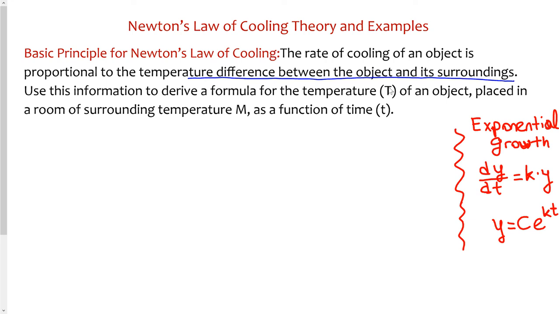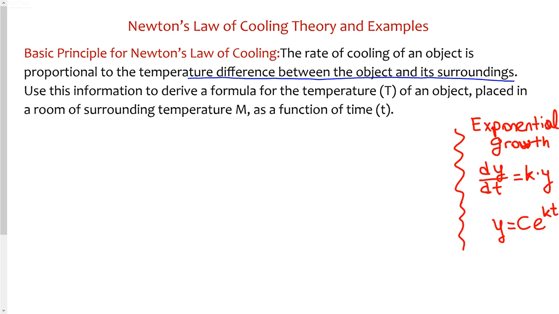Assume capital T represents the temperature of an object, and assume capital M represents the temperature of the surrounding medium. If it's in a snowy environment, this might be like 30 degrees, 28 degrees. If it's a hot Florida day, it might be like 95 degrees. So M is the temperature of the surrounding medium, T is the temperature of the object that is cooling off, and small t will be the time.